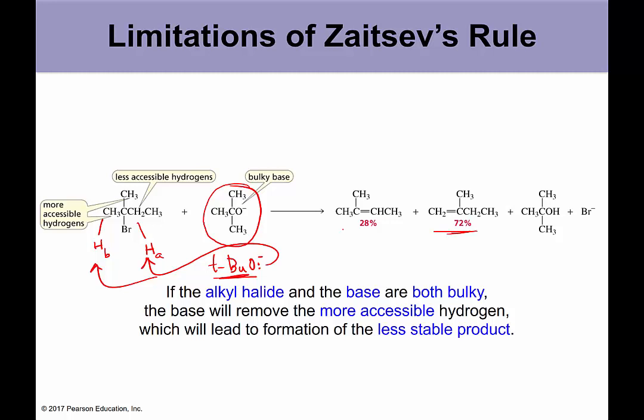With a less sterically hindered base, it would be the opposite. So methoxide ion would tend to give you the more substituted alkene, but bulky bases tend to give you what are known as anti-Zaitsev eliminations.